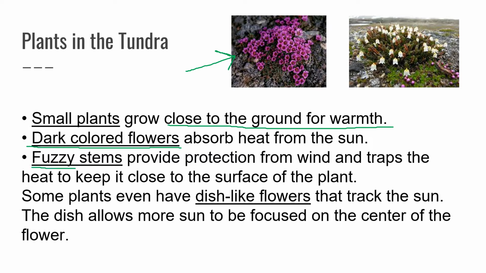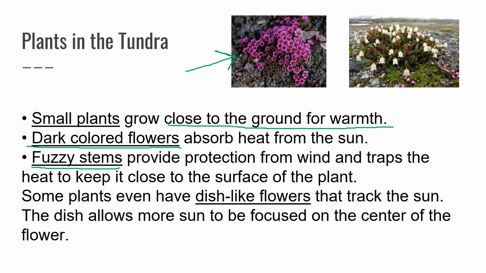Sometimes they also have fuzzy stems. If you look at their stem, they're actually pretty fluffy. And they provide protection from wind and trap the heat to keep it close to the surface of the plant. Exactly the same way you would put on a jacket if it's cold outside. These stems have kind of fur covering their bodies.